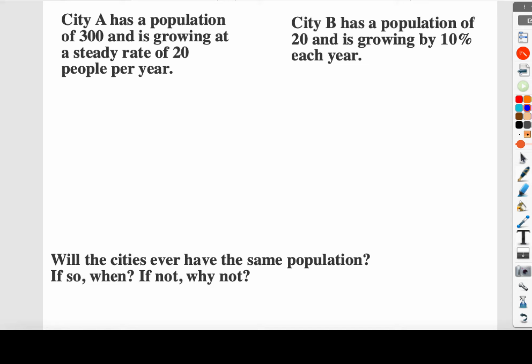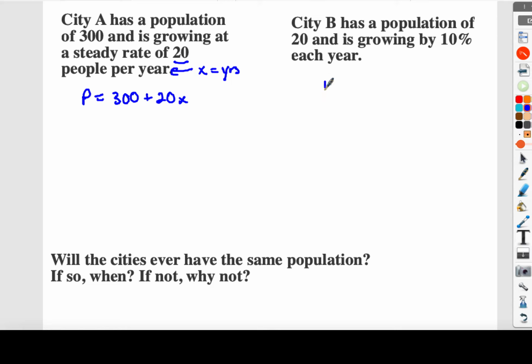Again, if we're going to grow at a steady rate, we're talking a linear rate. So again, the population would be equal to 300 people, but again, growing at 20 people per year, if we let x equal the years.